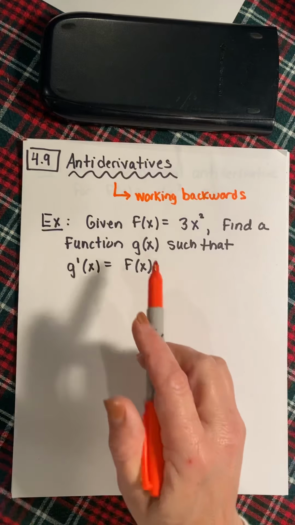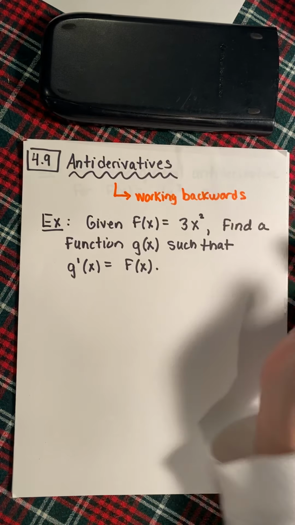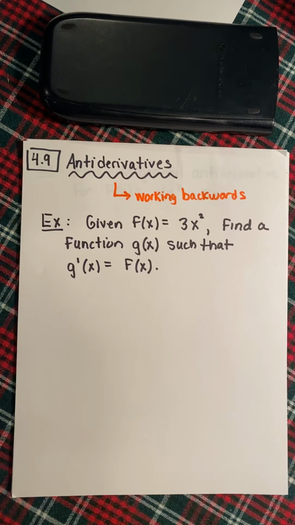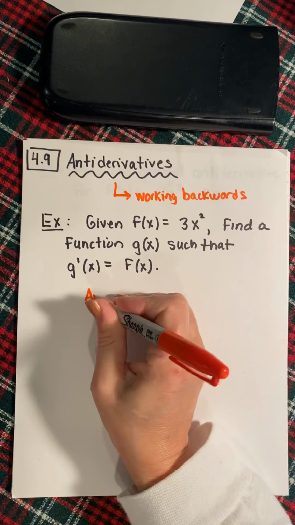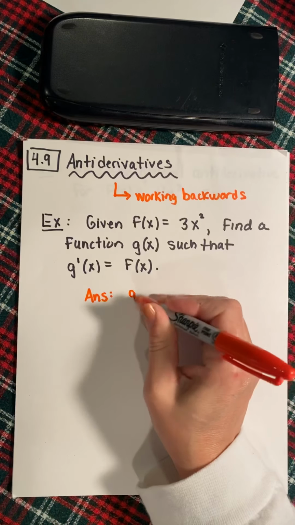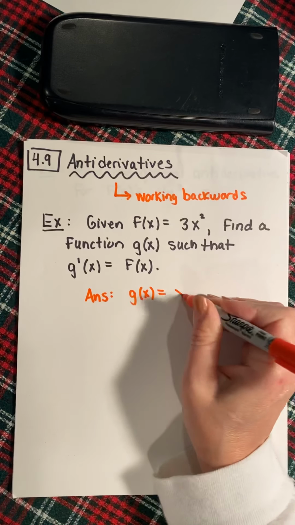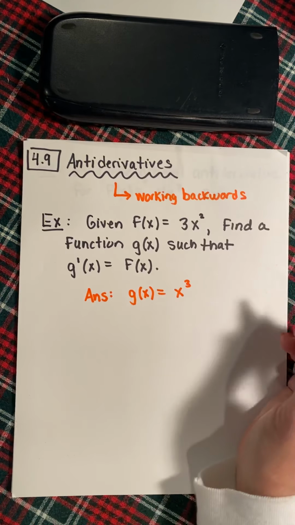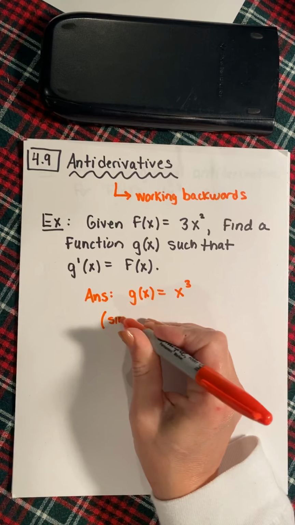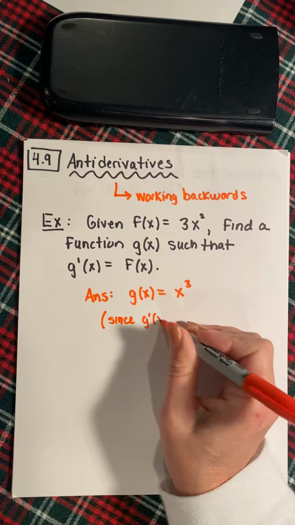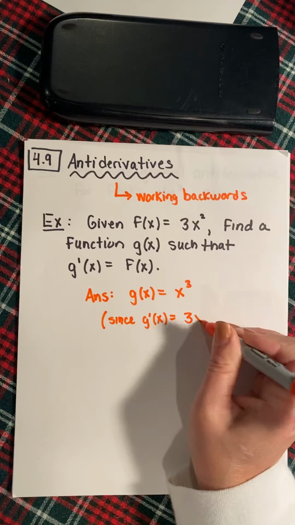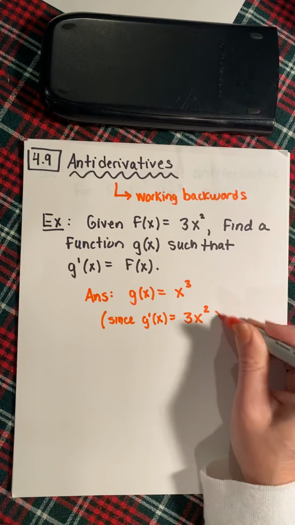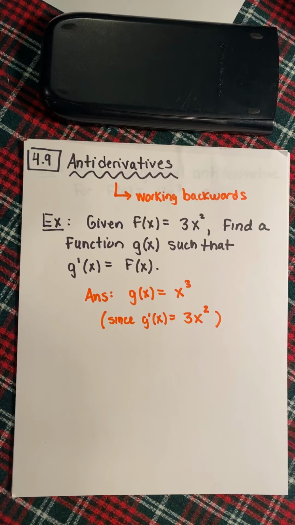So for example, if I said given the function f of x equals 3x squared, can you find another function whose derivative is 3x squared? Well, again, depending on how comfortable you are with taking your derivatives, you may recognize that the function we're looking for is x cubed. Reason: the derivative of x cubed, we bring the power out front, leave the variable alone, and drop the power by 1. So g of x equals x cubed is a function whose derivative is 3x squared.